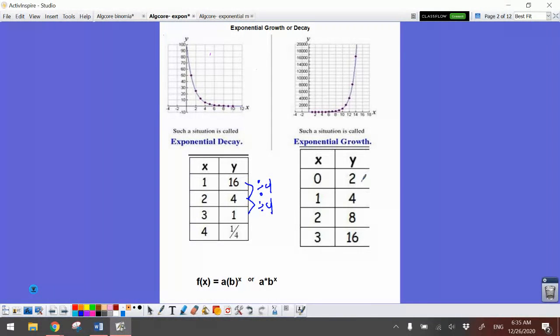Now, this one is going from small to big. So the 2 is small, the 16 is big. So this is times 2. So this is the type of pattern we're going to see with exponentials. And we've got two types.